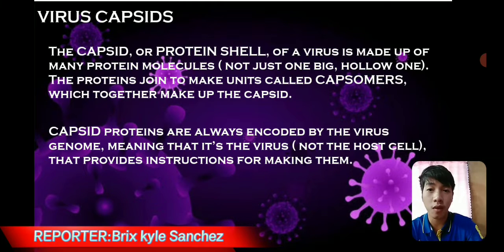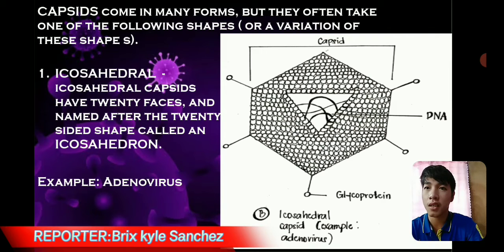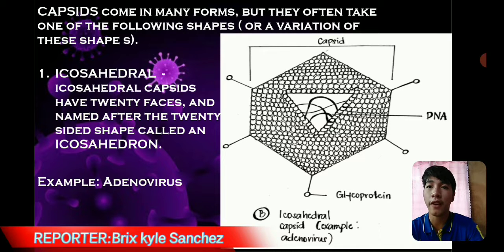The form or shape of a virus capsid doesn't depend on the host cell, but on the virus itself. It depends on what type of virus it is. Capsids come in many forms, but they often take one of the following shapes or variations of these shapes.